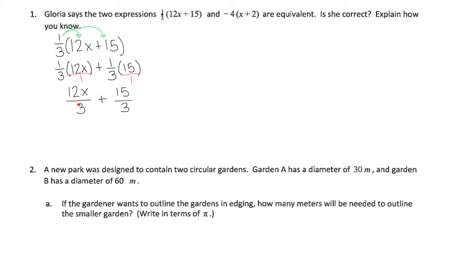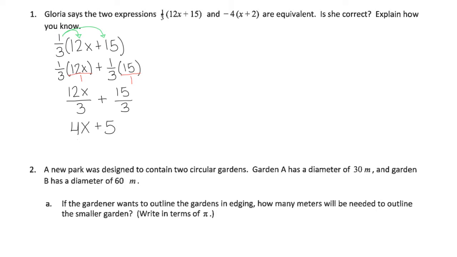Here I have 12x divided by 3. I need to divide 12 by 3. 12 divided by 3 is going to give me 4, so now I have 4x. Now I have 4x plus 15 divided by 3, and 15 divided by 3 is going to give us 5. Now our first equation in standard form is 4x plus 5. Now let's look at our second equation.